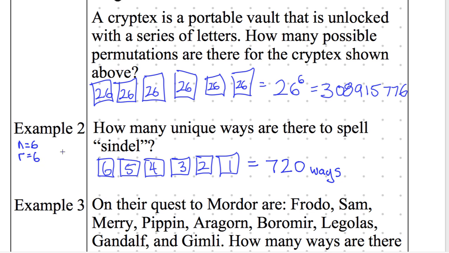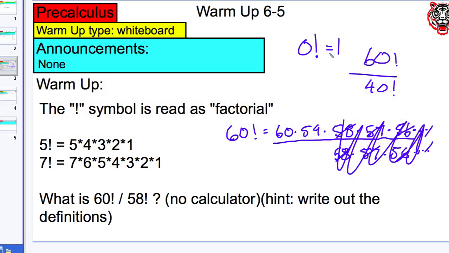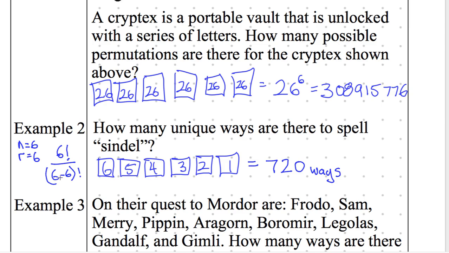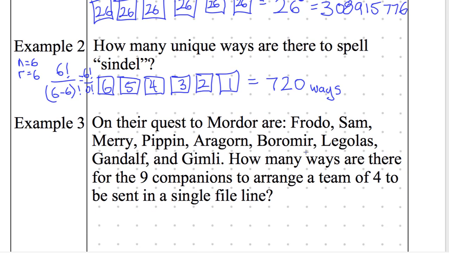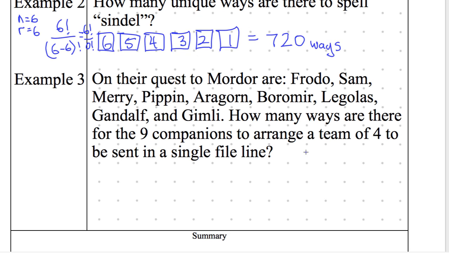So, using the formula, it's 6 factorial divided by 6 minus 6 factorial. This is the reason why I defined earlier that 0 factorial needed to be 1, because now I have 0 factorial on the bottom. So the answer here is 6 factorial over 0 factorial, which is really 6 factorial divided by 1, which is 720. So the formula works. Sounds good? Now let's use the formula on something that needs it more. All right, on to example 3.